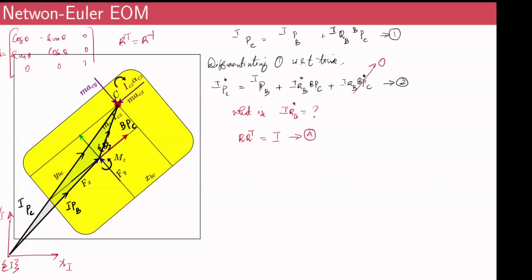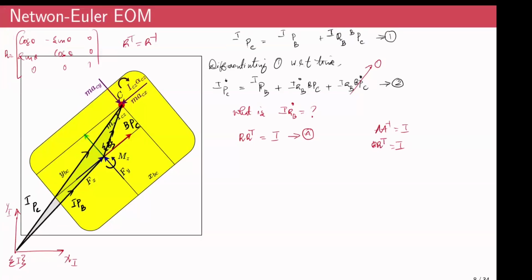Because we know that for any general matrix A, A inverse A is going to be the identity matrix. That applies to a rotation matrix also, right? R inverse R is I. But since our rotation matrix is an orthonormal matrix, R inverse is also R transpose. So if I replace R inverse with R transpose, it's equivalent to the identity matrix. So that's what I have written in this equation A.